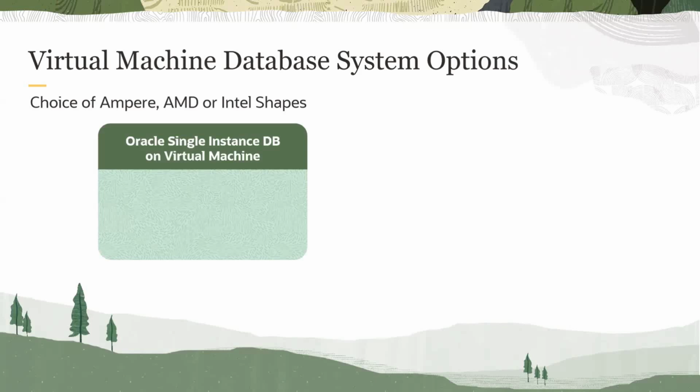For example, in an Oracle single instance database on a virtual machine, you now have a one node virtual machine database system that consists of one virtual machine. For that one virtual machine, you have the configuration of up to 64 OCPU, 1 terabyte of memory, and up to 80 terabytes of usable block storage volume. Again, this is an example for the AMD.